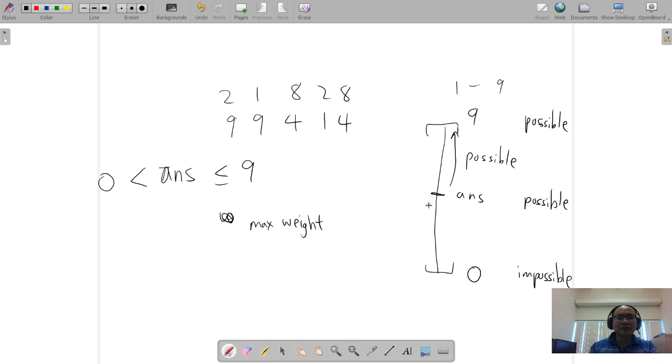And similarly, if you have something that doesn't work, so if you cannot solve the problem by lifting anything 4 and below, then you definitely cannot solve the problem by lifting anything 3 and below, and so on. So if something is impossible, everything is impossible from that point. So if the answer is the smallest possible thing that works, then everything else below that is impossible. And our goal is to find this smallest possible thing that works.